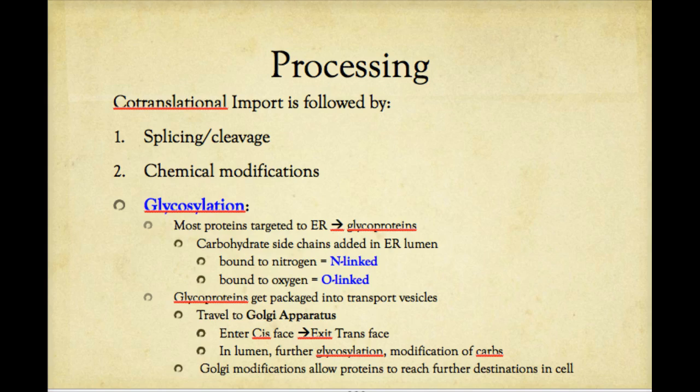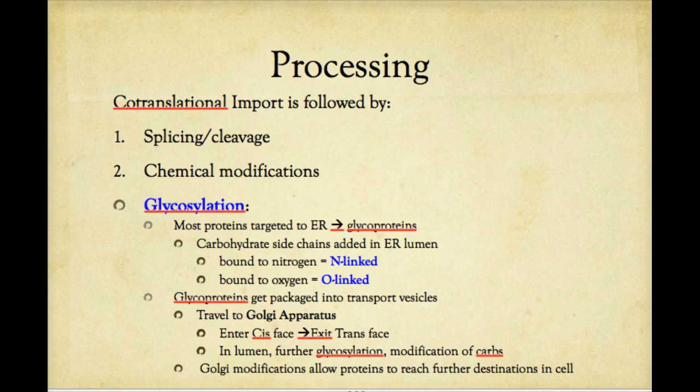Now, there is some terminology you should be familiar with here. These carbohydrate side chains that get added, if they're bound to a nitrogen on the protein, then we're going to call this N-linked glycosylation. If the carbohydrate side chain ends up being bound to an oxygen in the protein, we're going to call that O-linked glycosylation.